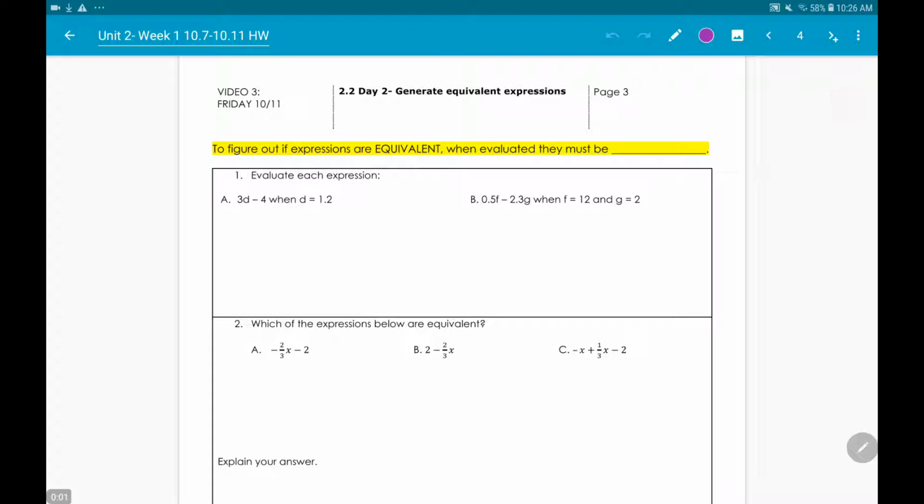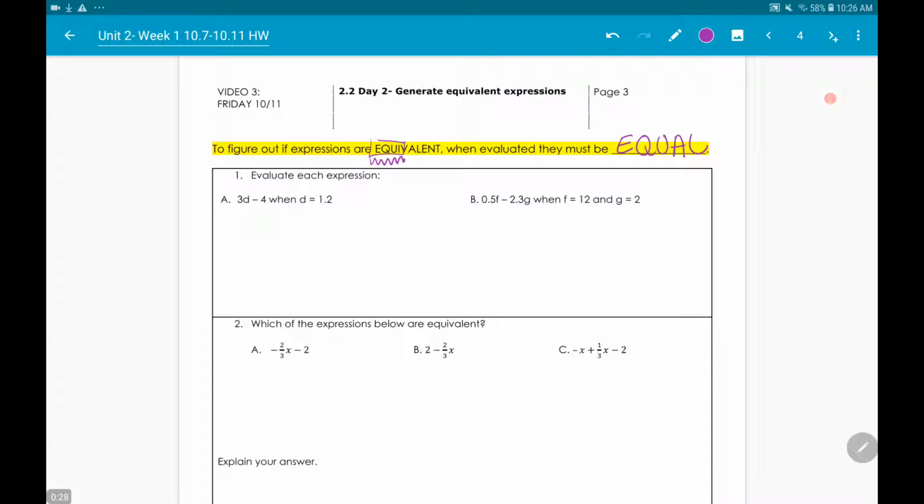Guys, in this video we are going to continue evaluating and also talk about how evaluating helps show us that expressions are equivalent. So to figure out if expressions are equivalent when evaluated, they must be equal. Because if you look at the word equivalent, it almost looks like it has the word equal in it. So that's how I know what it means.